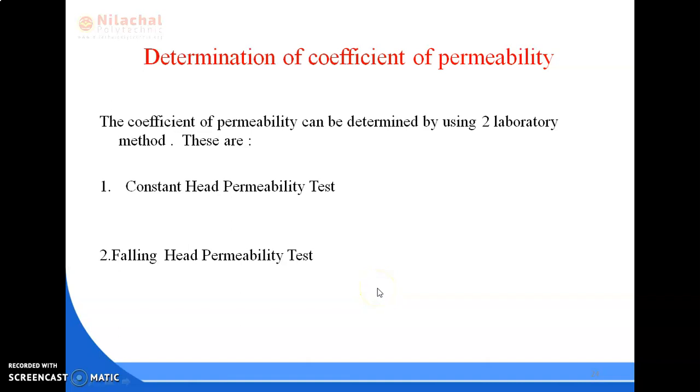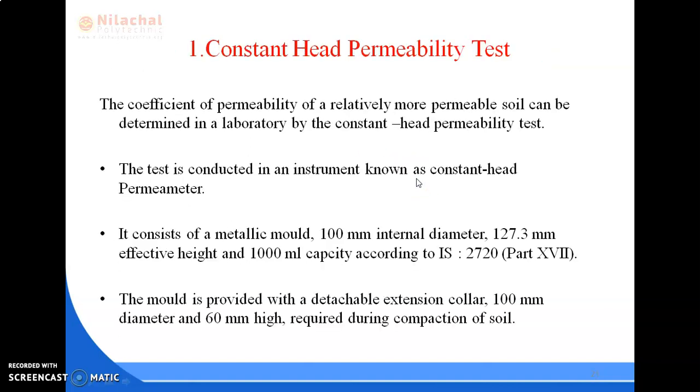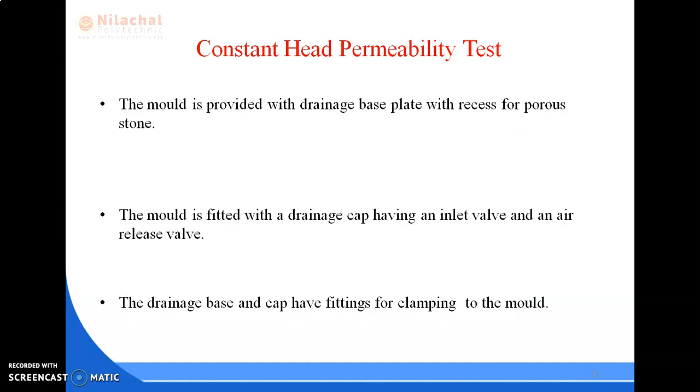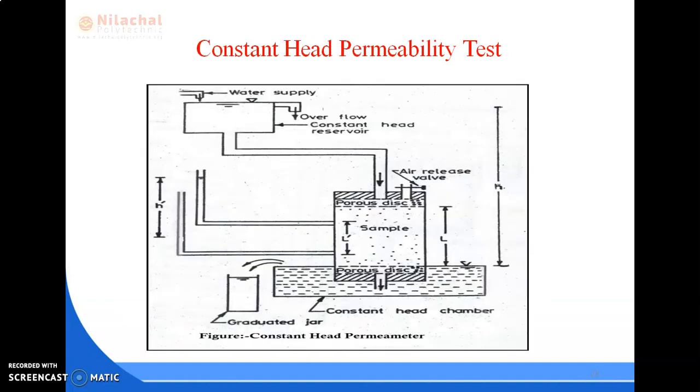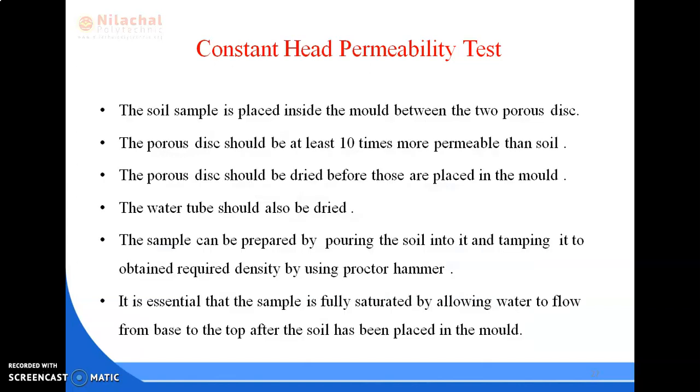Hello everyone. In the previous lecture, we discussed the different methods to find out the coefficient of permeability of soil, and these are two laboratory methods, among which the first one, the constant head permeability test, is already discussed. The theoretical conversation is discussed. So in today's class, we are going to discuss the mathematical formula which we derive to find out the coefficient of permeability of soil.